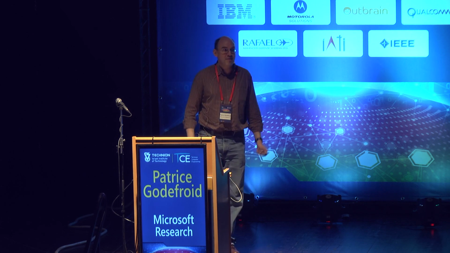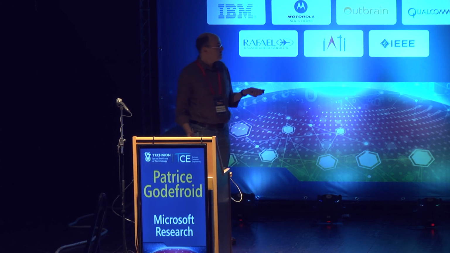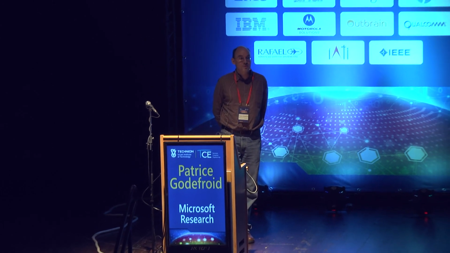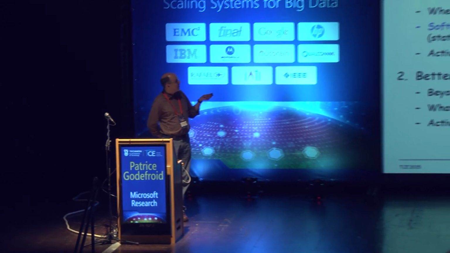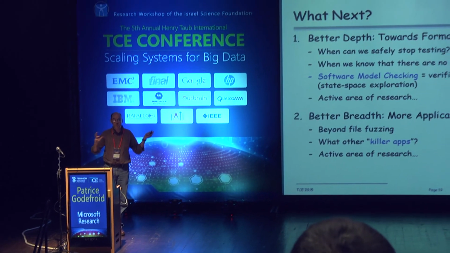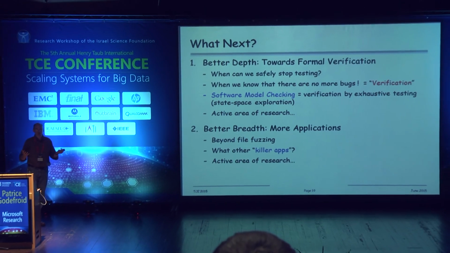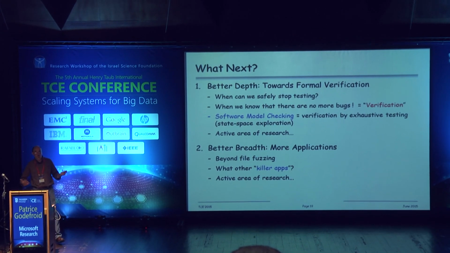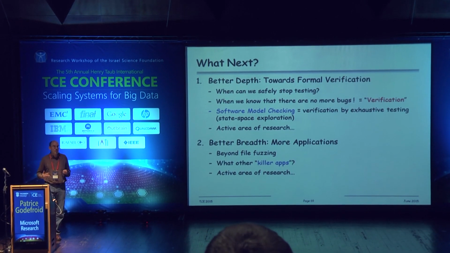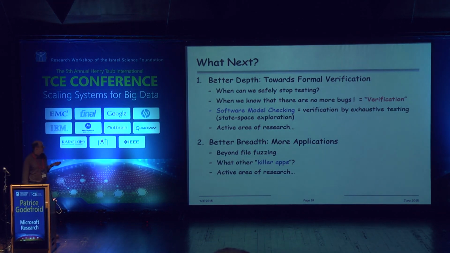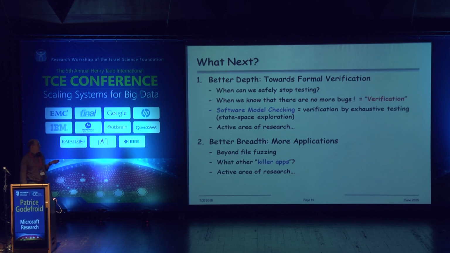So what's next? What are the big research challenges in this area of research? Well, there are at least 2. One is, of course, the dream of formal verification for these large applications. For something like PowerPoint, for instance, we still don't have automatic tools today that would prove that there are no more buffer overflows. By prove, I mean mathematically prove. So this is an active area of research.